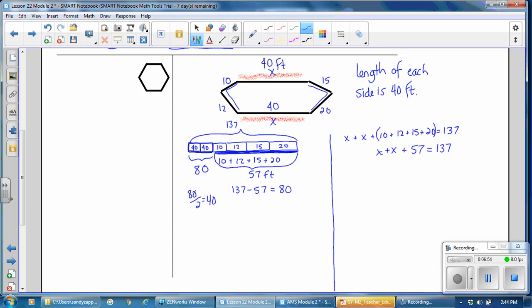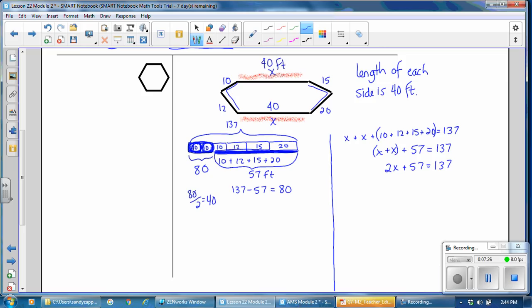And then the next thing I want to do here is I want to combine my like terms. And that is just saying how much is left over for those numbers. So x plus x is equal to 2x. Because remember that addition, repeated addition is multiplication. So if we're adding x together twice, that means 2 times x. Bring down the 57 equals 137. So this is the 2x right over here, plus the 57 equals 137.